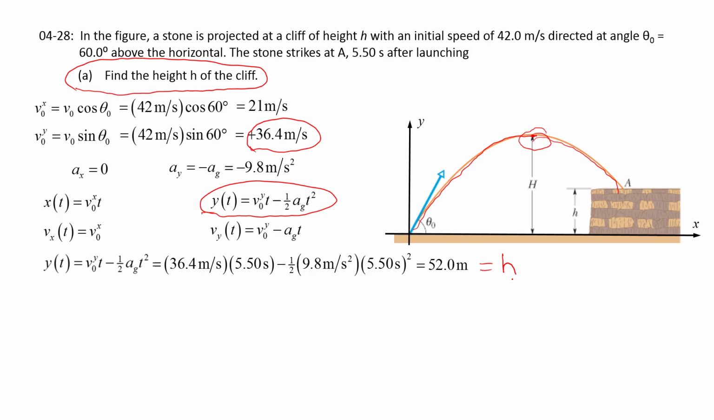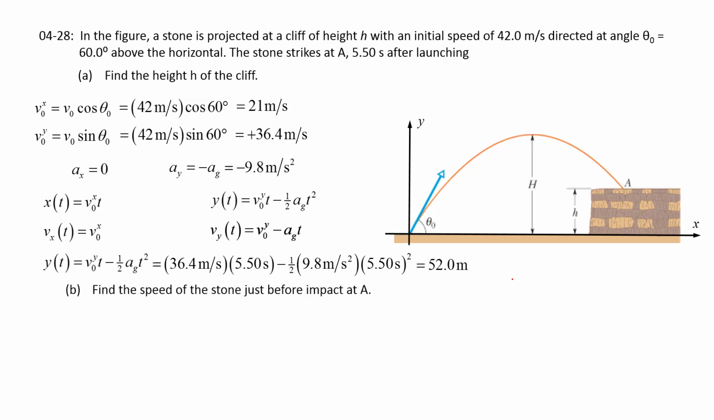The next piece says, find the speed of the stone just before impact. So again, just a fraction of a second before impact, it's clear its velocity vector is going to be oriented that direction. We know that it has a horizontal component and a vertical component. And don't forget, the horizontal component is just that constant 21 meters per second. The x component of the velocity doesn't change.